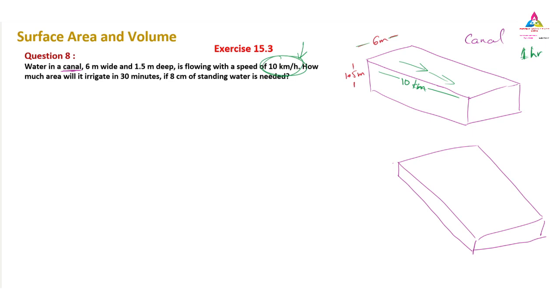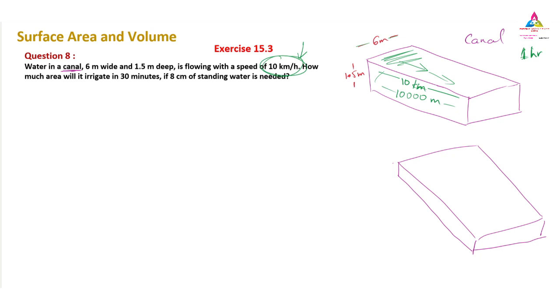Okay, how much water is stored here? Length we have, breadth we have, and height we have. Here we have 10 km length. So we can convert 10 km length to meter. That will become 10 into 1000, that is 10,000 meter. That is the length of the canal.